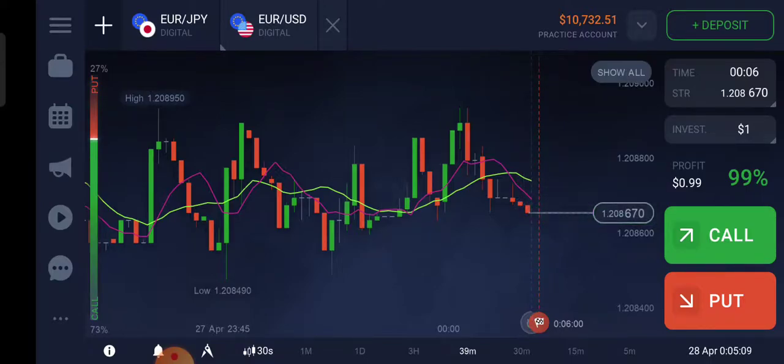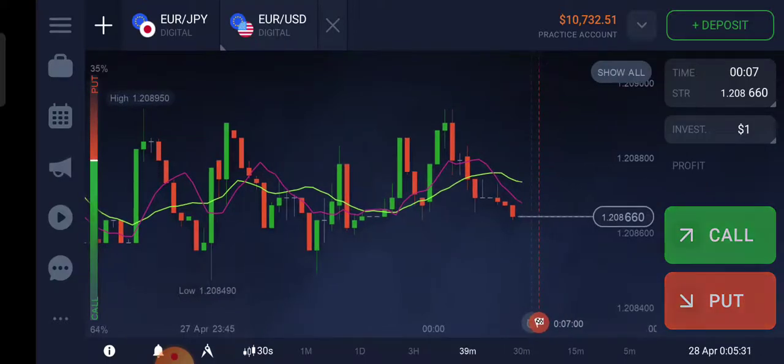You just have to follow the trend, and I just followed the trend and the trend was downward, so I chose the put option. Okay, so you just have to wait for the right signal, and if you choose the right trade, then you will win this trade and then you can win this money.